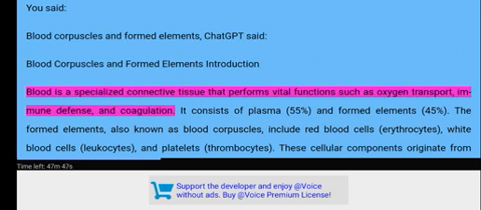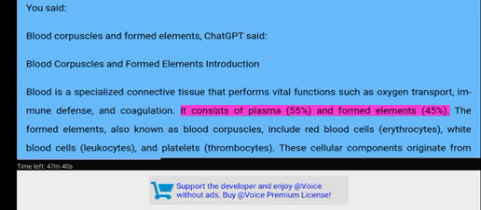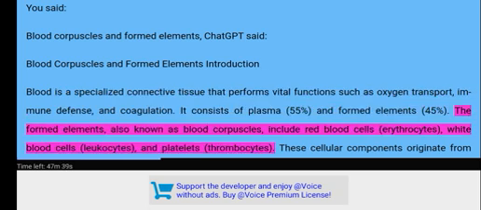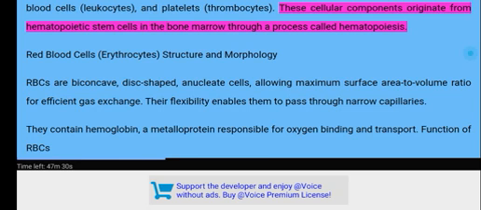Blood corpuscles and formed elements. Introduction. Blood is a specialized connective tissue that performs vital functions such as oxygen transport, immune defense, and coagulation. It consists of plasma 55% and formed elements 45%. The formed elements, also known as blood corpuscles, include red blood cells, erythrocytes, white blood cells, leukocytes, and platelets, thrombocytes. These cellular components originate from hematopoietic stem cells in the bone marrow through a process called hematopoiesis.